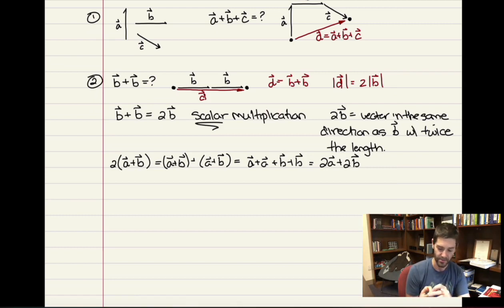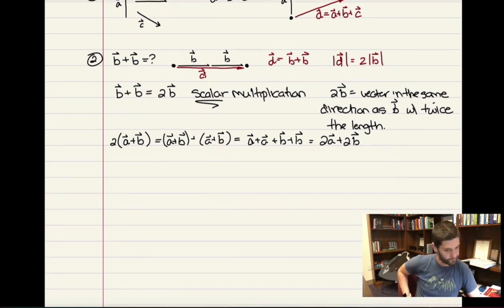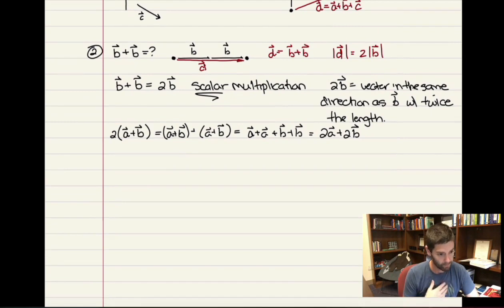But we're going to skip those sections and come back to them when we need them, which we won't need the dot product until we do energy. So that's after Newton's laws. And then the cross product will pop up when we do rotational motion. But scalar multiplication is a little bit more straightforward.